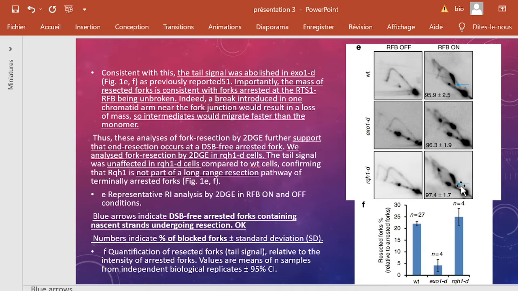Talking about blue arrows here, yes, we've talked about them before. They indicate double-strand breaks-free arrested fork, containing nascent strand undergoing resection. And numbers indicate the rate of blocked forks, standard deviation. You have seen this before, numbers, in previous videos.